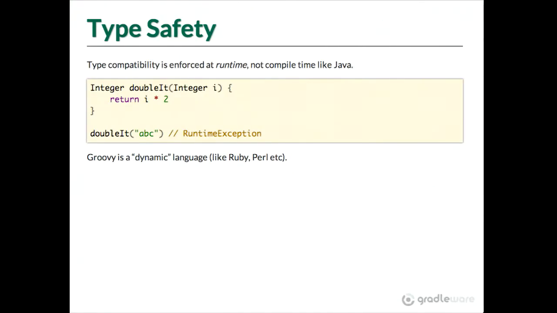So, being a dynamic language, type safety is enforced at runtime, not compile time. Basically your script will execute until it gets to the point where it says, hey, wait a minute, this doesn't make any sense. So here we have our method that returns an integer, and then we call it with a string, and nothing's going to complain about that until you try and run it, at which time you get a runtime exception.